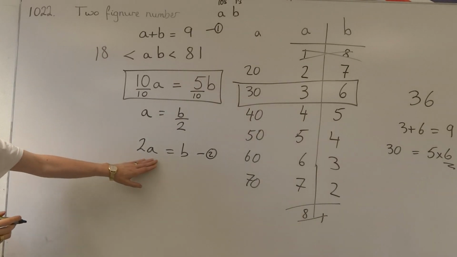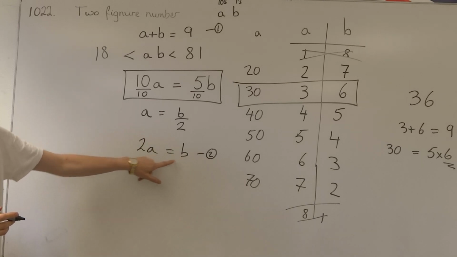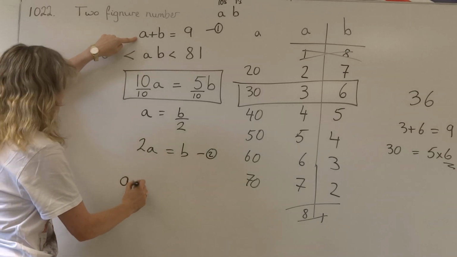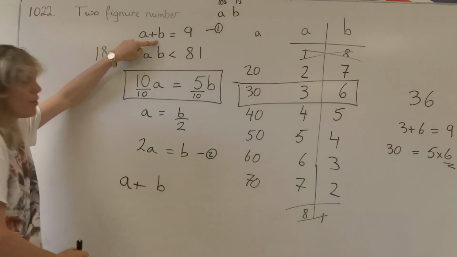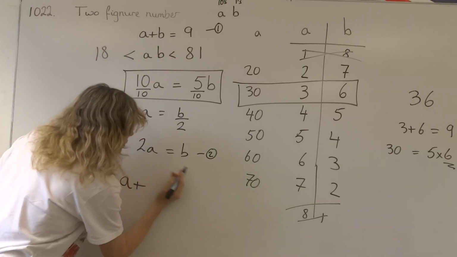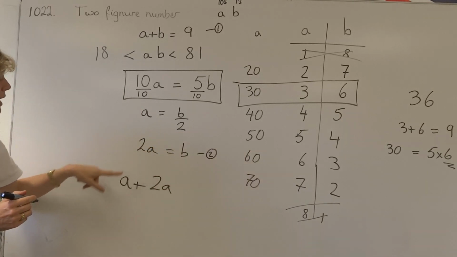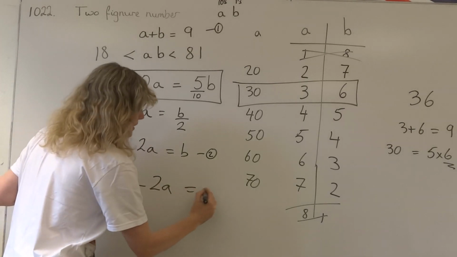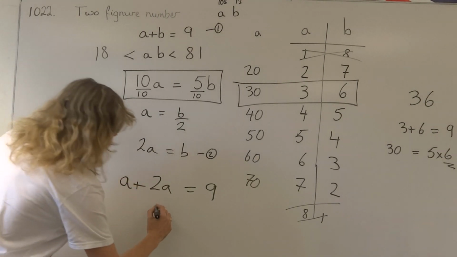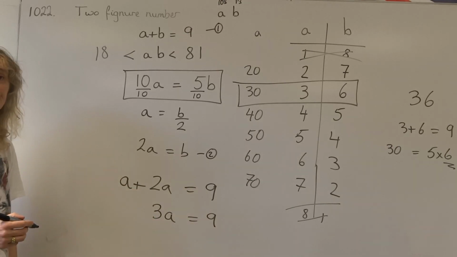Now, every time I see B, I know that B equals 2A. So I go back to my first equation. Here I have an A. And here I have a B. And instead of writing that B, I know that B equals 2A. So I put 2A here, because I know that B is exactly the same as 2A. So A plus 2A must equal 9. A plus 2A equals 3A. So I know that 3 lots of A must equal 9.